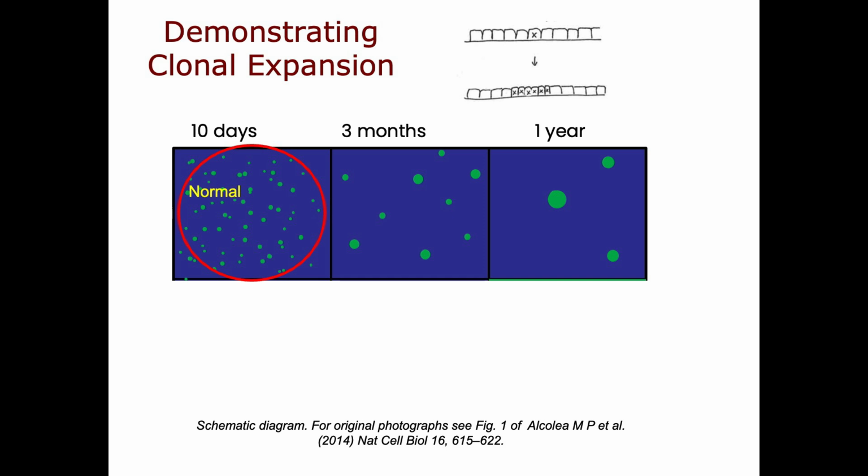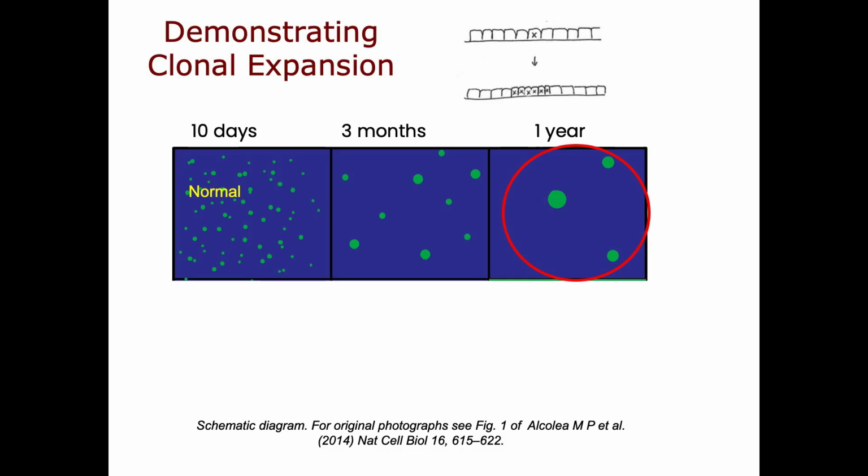If you follow the progress of these cells over a year, what you find is that some of these individual cells divide and give rise to a small clone of cells of 2, 4, 8, 16 or whatever cells, whereas some die out.